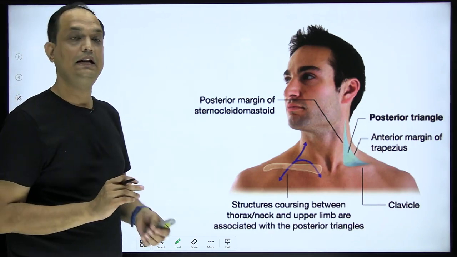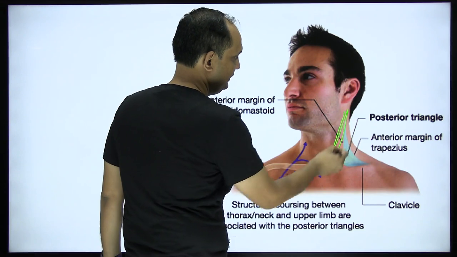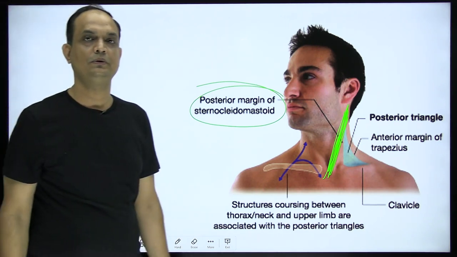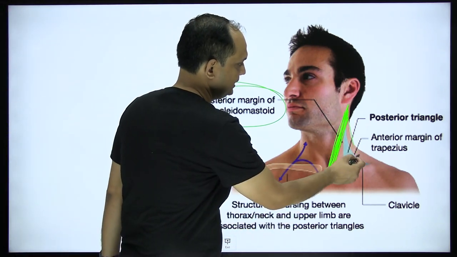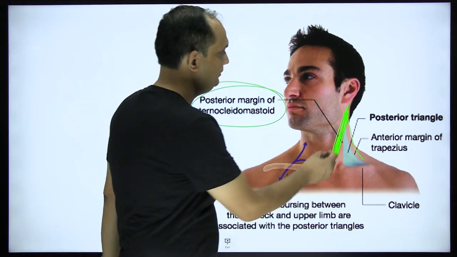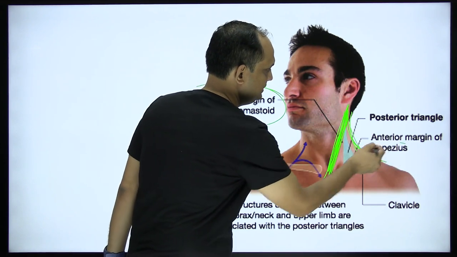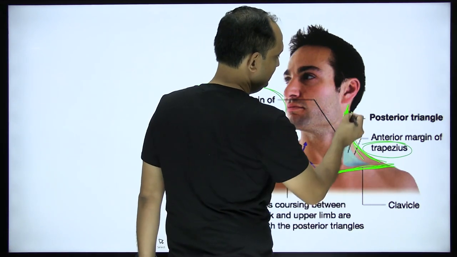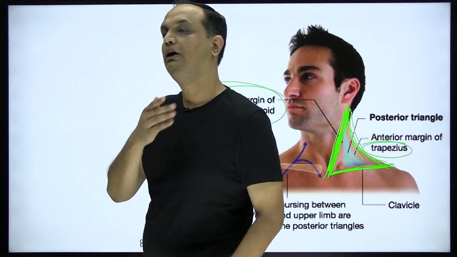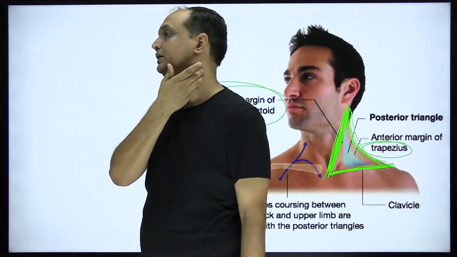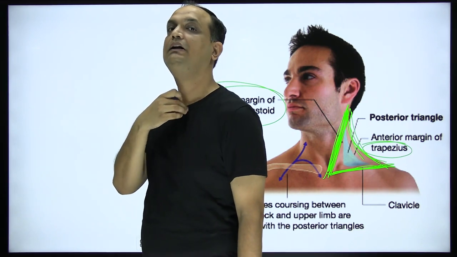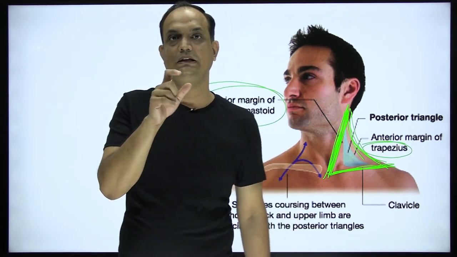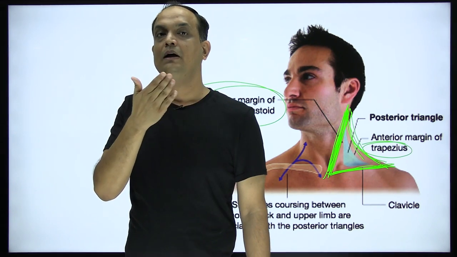Now when you see the neck from the side, first you have to identify this prominent landmark, which is known as sternocleidomastoid muscle. When you are talking about the posterior triangle of the neck, we always look for this triangle behind the sternocleidomastoid, and posteriorly you have a muscle known as trapezius, and below in the neck you have the bone known as clavicle. If you look at the side of your own neck, you can appreciate this prominent sternocleidomastoid. Posteriorly you have the trapezius, below you have the clavicle, and this whole area is known as posterior triangle of neck.